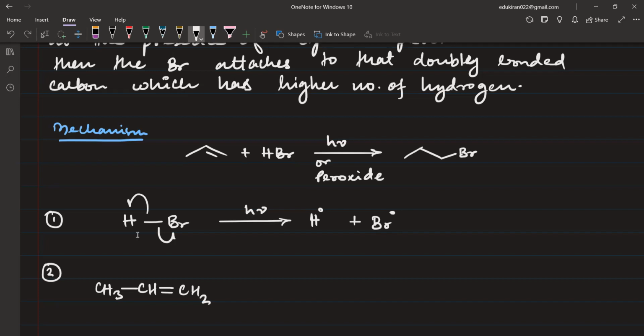Okay, guys, tell me here, which is more reactive, the H free radical or the Br free radical, which is going to attack on the alkene? Make a guess and tell me. Okay, Br.